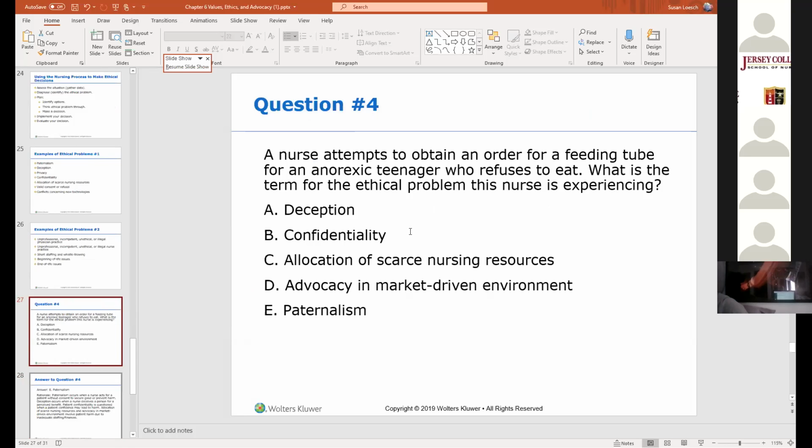A nurse attempts to obtain an order for a feeding tube for an anorexic teenager who refuses to eat. What is the term for the ethical problem this nurse is experiencing? Is that one on paternalism? Let me read it again.